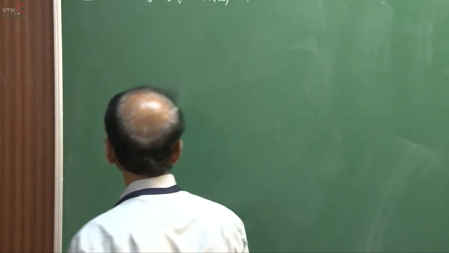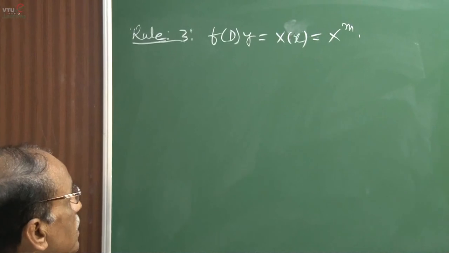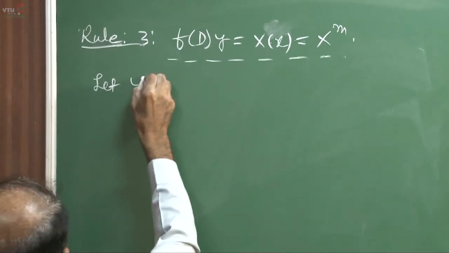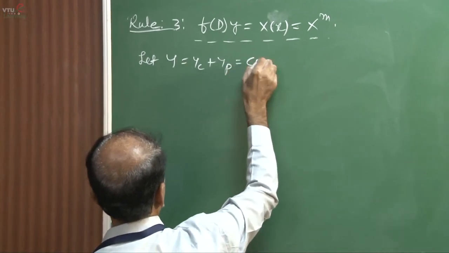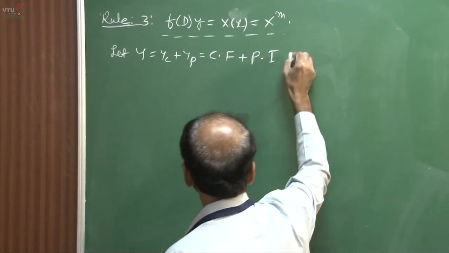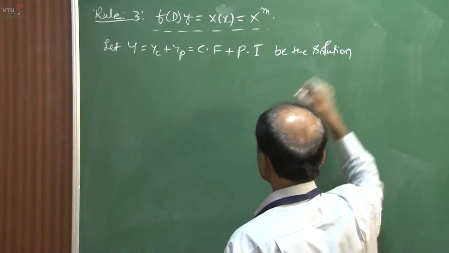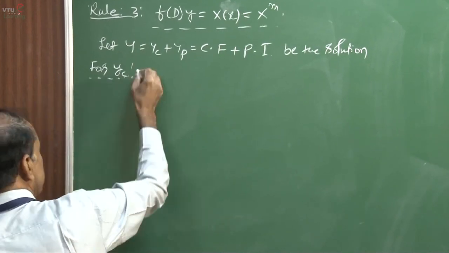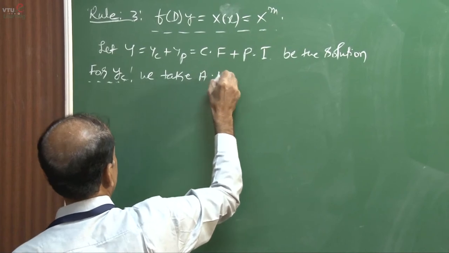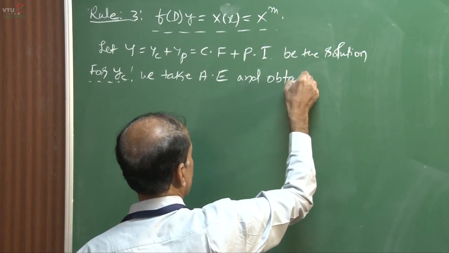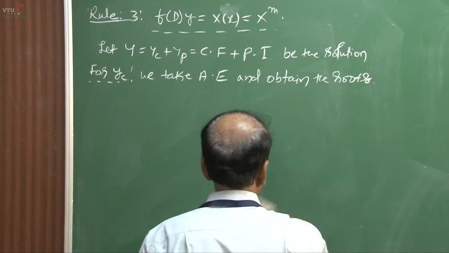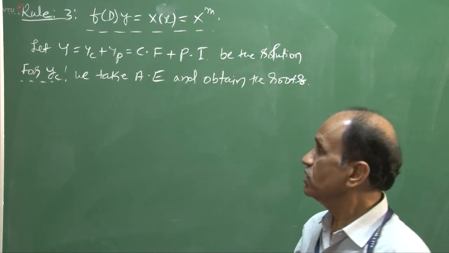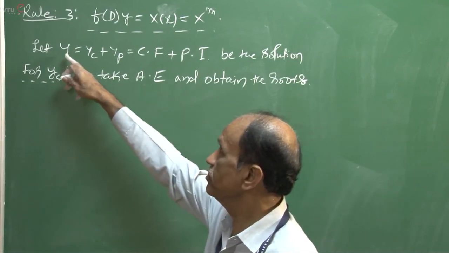The solution method is, first of all, as usual the same step: let y equal yc plus yp, that is CF plus PI, be the solution. This is the compulsory step and it is mandatory for all the problems. For yc also it is compulsory. For yc we take the auxiliary equation and obtain the roots. Then accordingly, we see whether the roots are real and different, real and repeated, or imaginary, and we write the solution for the auxiliary equation, which corresponds to the LHS of the problem.